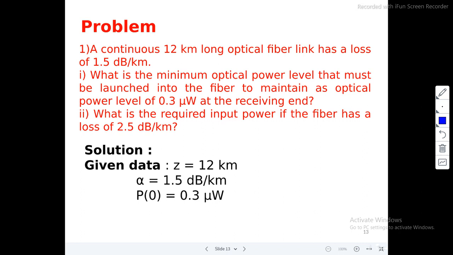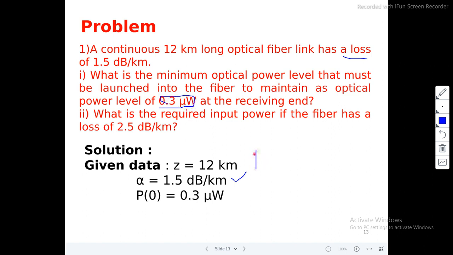So what is the given data? The given data is Z equal to 12 kilometers; the length is mentioned. Similarly, the attenuation loss alpha is equal to 1.5 dB per kilometer. In problem number 1, the launched power, meaning input power, is 0.3 microwatts. We have to calculate the output power.